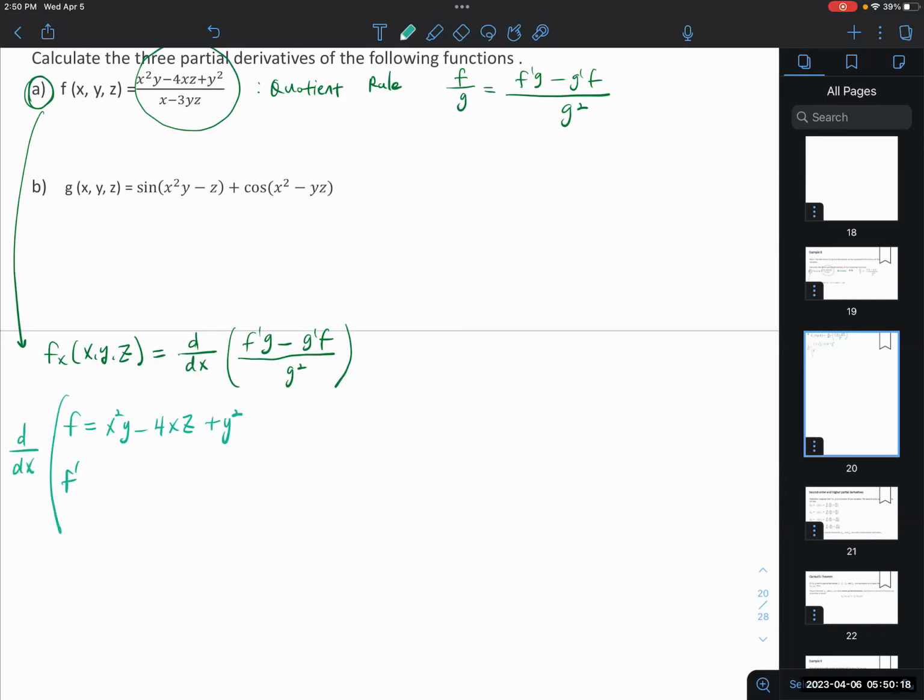Am I correct? So therefore, this is a 2xy. Am I right? Yeah. And then z is a constant. And then negative 4z, y is a constant. That's going to be 0. So that's f prime. G is all the bottom. x minus 3yz. The g prime, right? This is with respect to x, 1 minus 3y. Oh, my bad. This is no x, so that's 1. 1 is only the g prime, correct? Because y is a constant number. So that's going to be 0. So that's something we got.